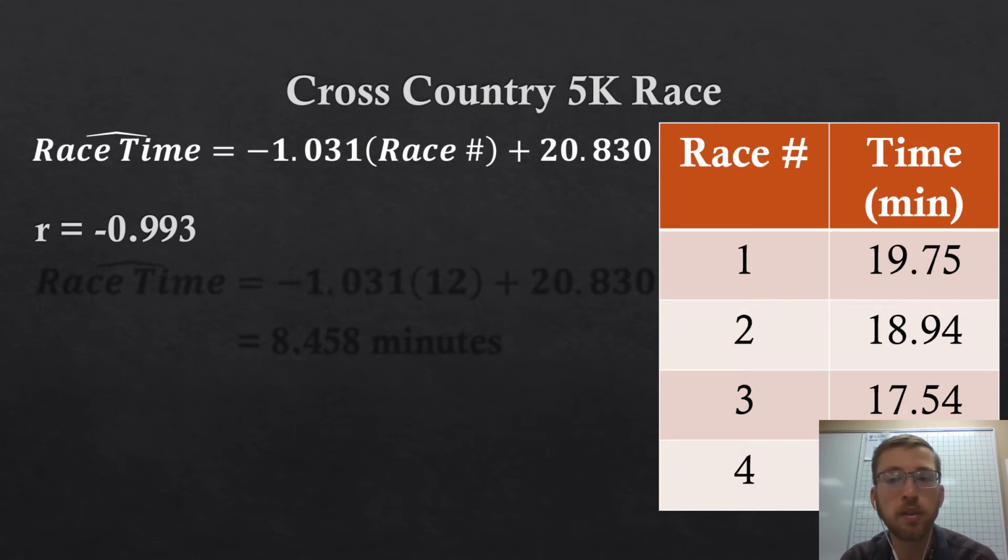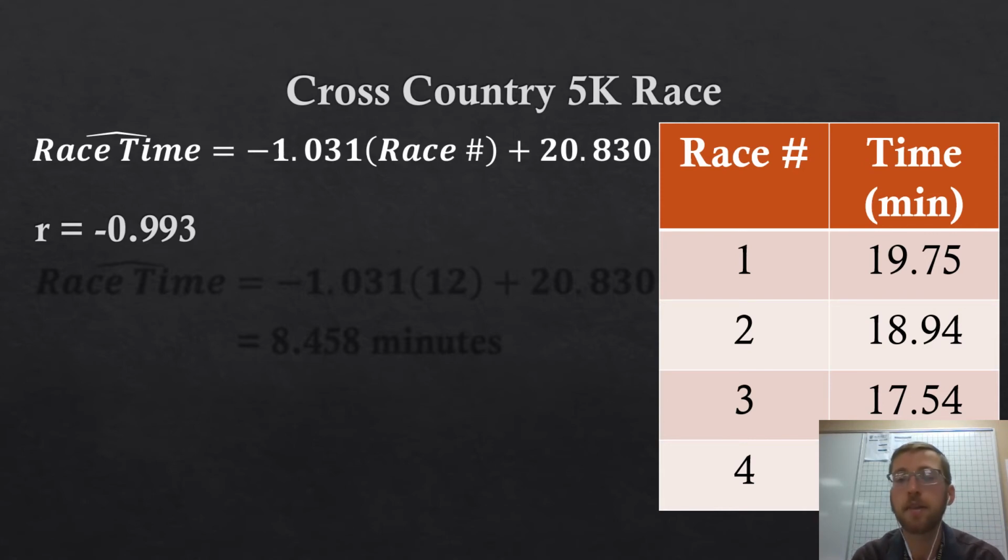If we were to plug these numbers into our L1 and L2, the linear regression equation is: predicted race time equals negative 1.031 times the race number plus 20.830. And if we were to calculate the R value, or the correlation, we'd see it's a very strong linear pattern in the negative direction. Our R value is negative 0.993, so almost a perfectly straight negative line.